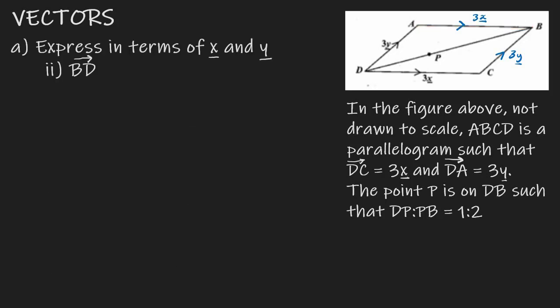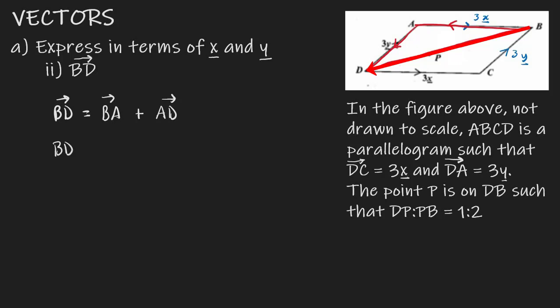Part 2 of A, we would like to express in terms of x and y the vector BD by moving along vector BA and coming down vector AD. Vector BD is equal to BA, which is in the opposite direction to vector AB. Therefore, vector BA is negative vector AB, plus AD, which is also in the opposite direction to vector DA. So this is plus a negative vector DA.